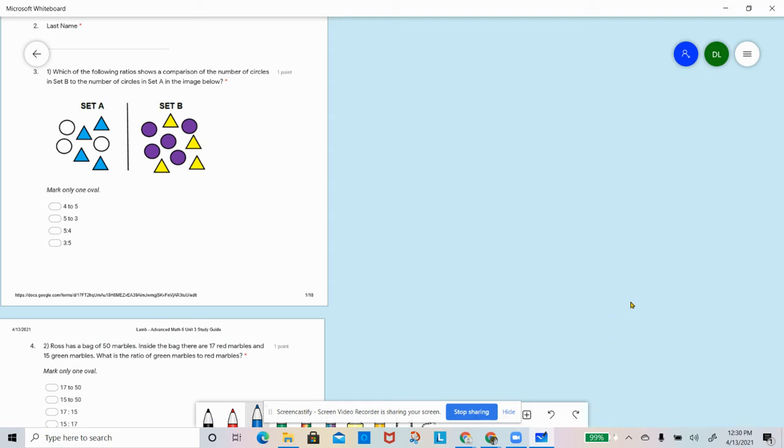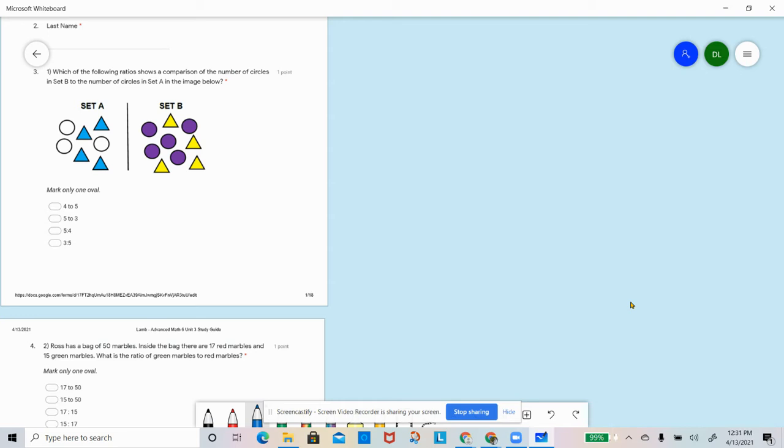So we'll start right here with question number 3. It says, which of the... well, actually, this is question number 1, but it is question number 3 on your study guide, although it is question number 1 for the study guide. Which of the following ratios shows the comparison of the number of circles in set B to the number of circles in set A in the image below?